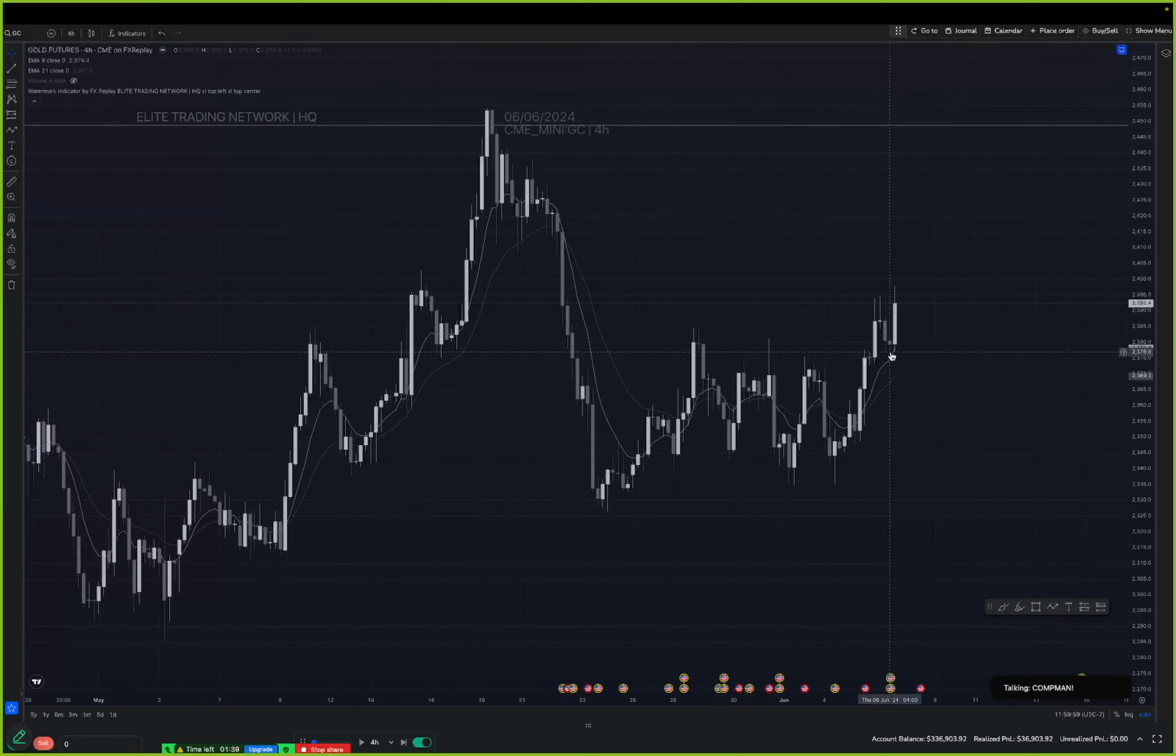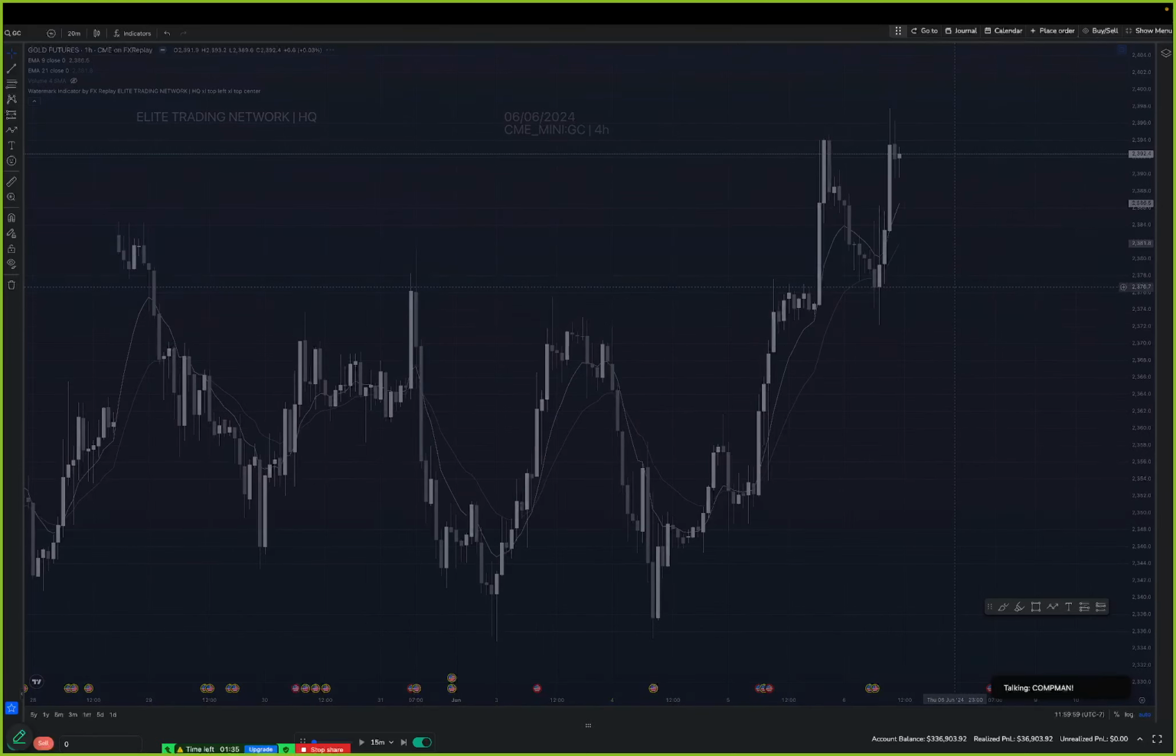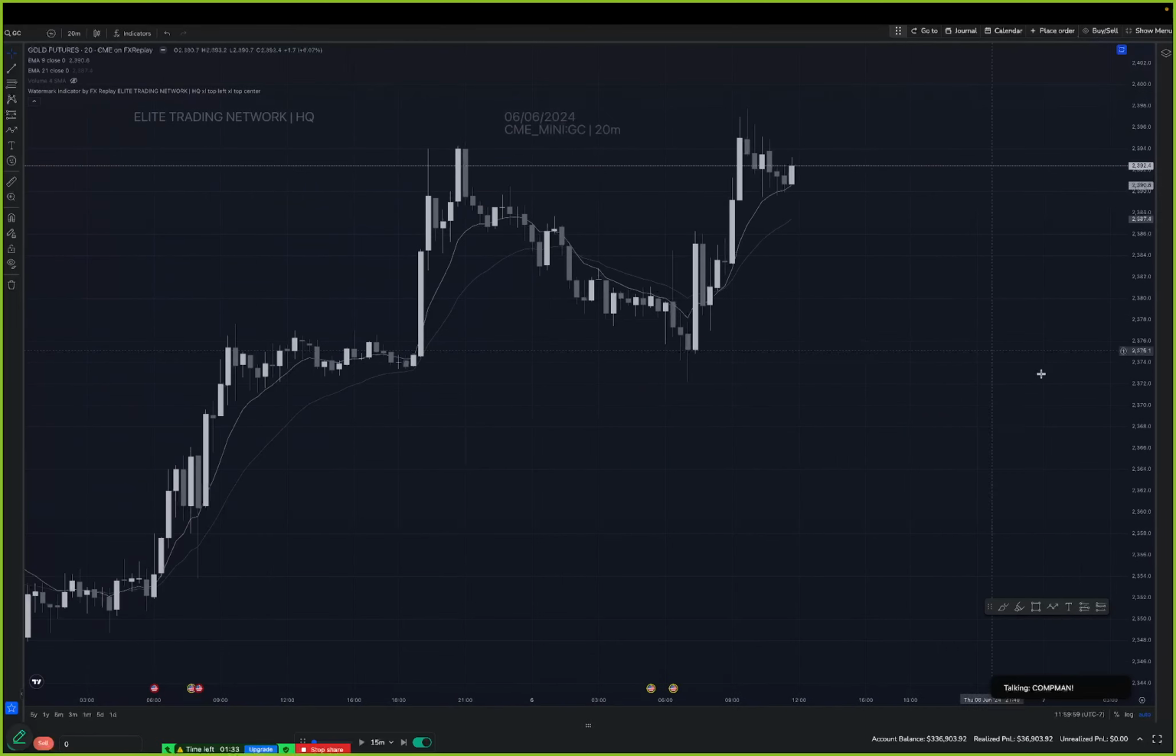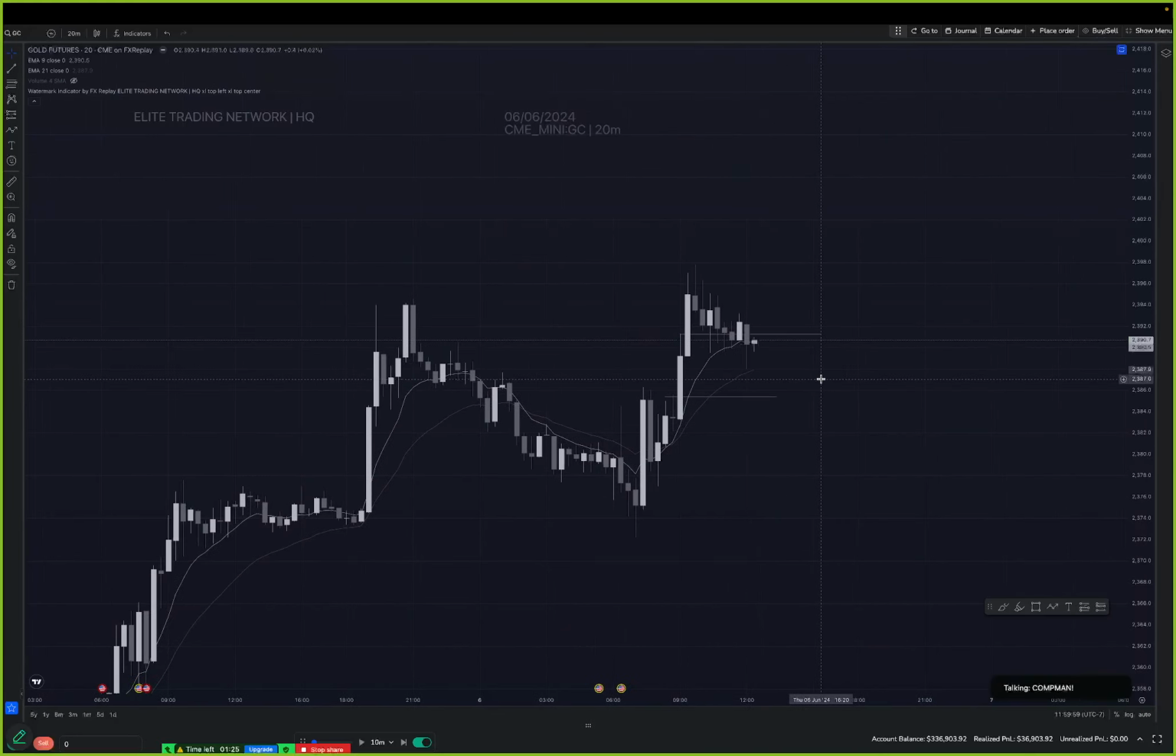Bingo. So this is 4 in the morning. So this is my trading session right on this push. Jump down to the 20. Couple entries. This could have been a potential entry and this could have been a potential entry. So probably close to break even on this one. We'll see what happens.